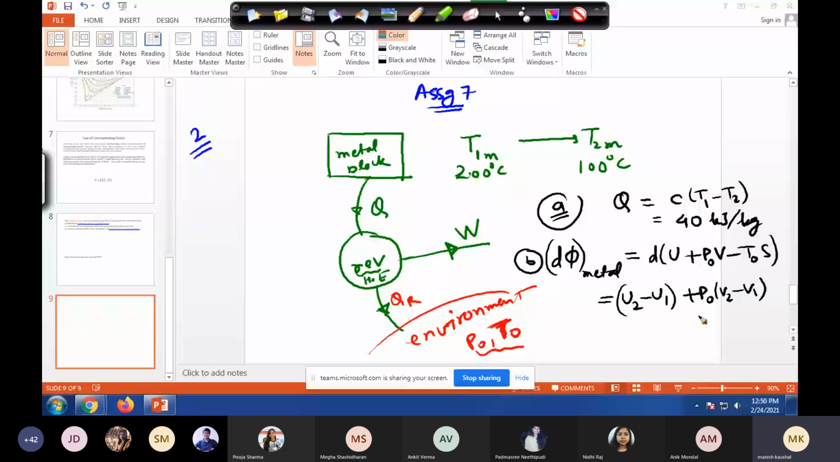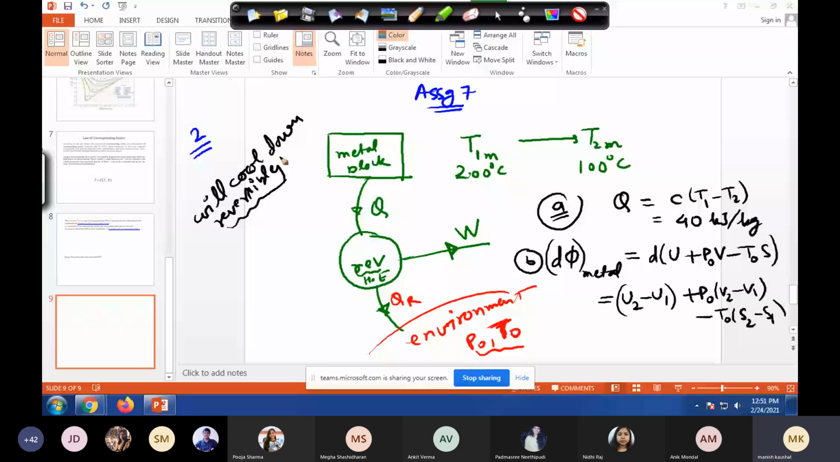Now let's talk about U2 minus U1. I told you that the metal block will cool down slowly in a reversible manner. If you are not convinced, I'll write the assumption that I am assuming it will cool down reversibly. Otherwise, you cannot solve it; we need extra information if it's irreversible. Let's assume it cools down reversibly, and there is no expansion in the metal.